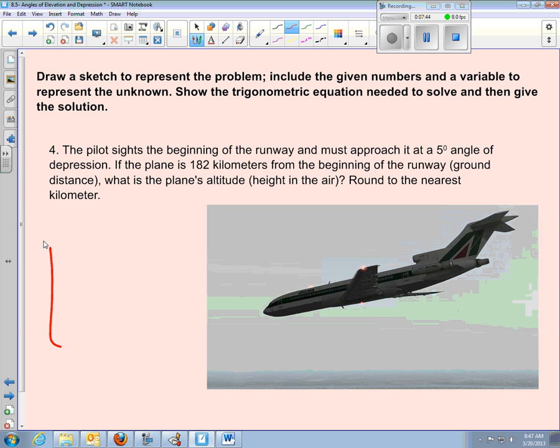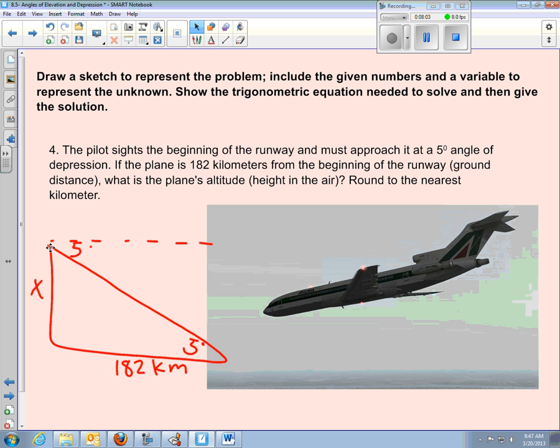All right, so go ahead and draw our right triangle. Here it says it's an angle of depression, so we're going to put 5 degrees there, and then we're going to drop down 5 degrees here. If the plane is 182 kilometers from the beginning of the runway, then it says, what is its height? All right, so here we have our opposite and our adjacent. So tangent of 5 degrees is equal to our opposite over our adjacent. All right, x is in the numerator, so you're just going to times both sides by 182. Come with that done for tomorrow.